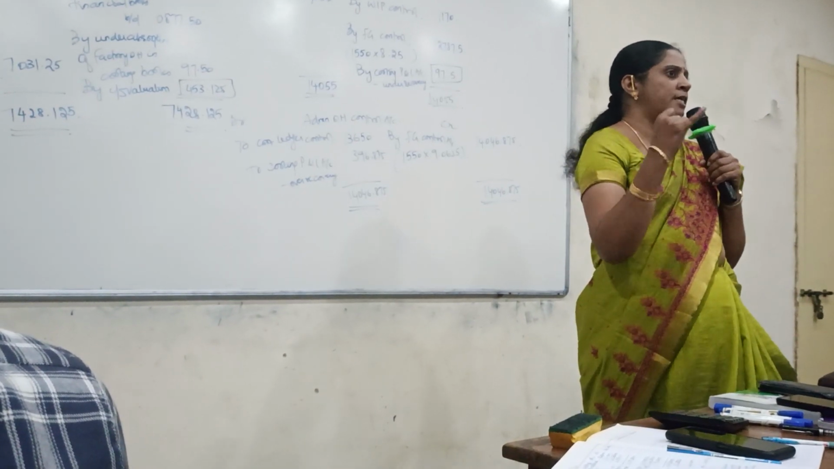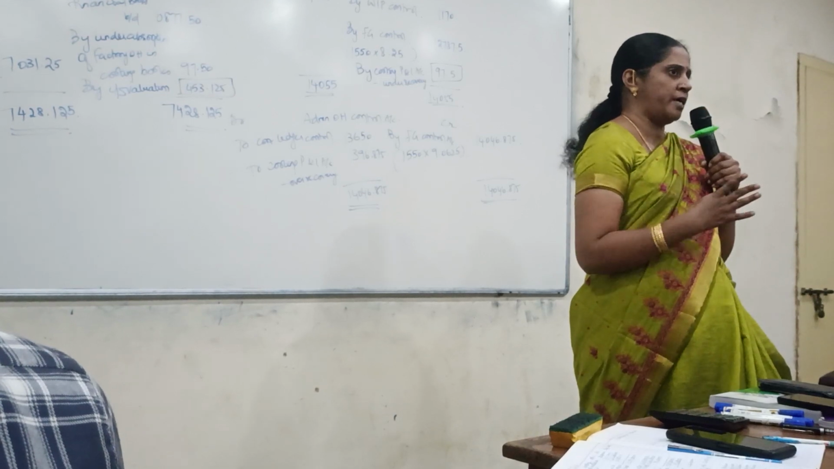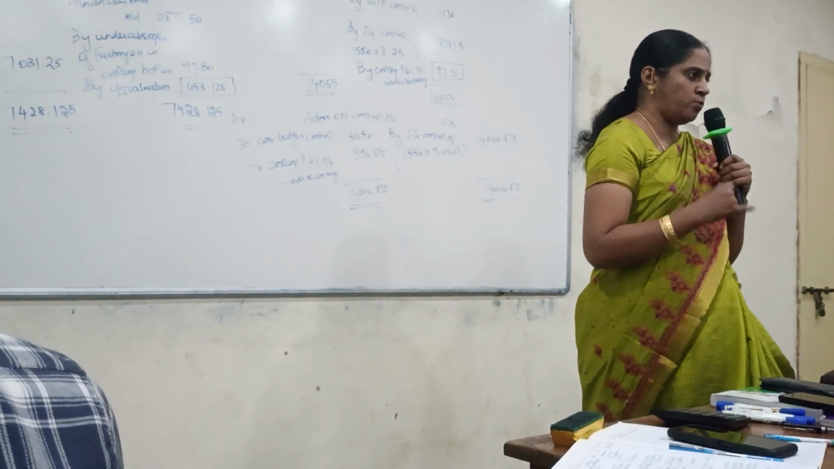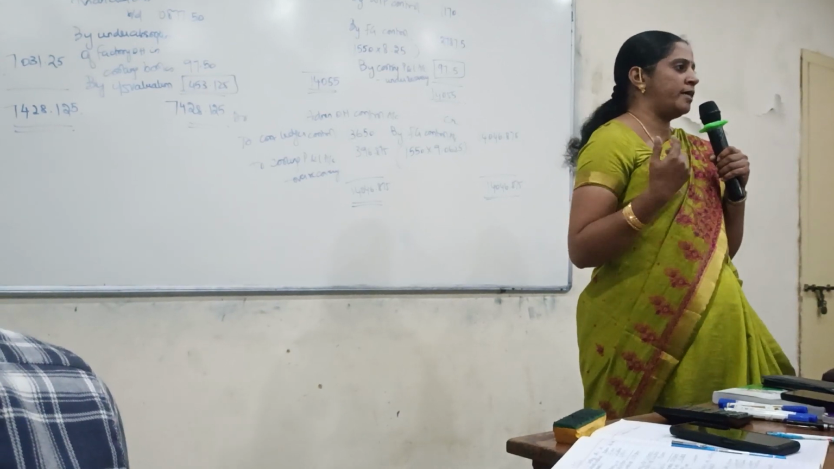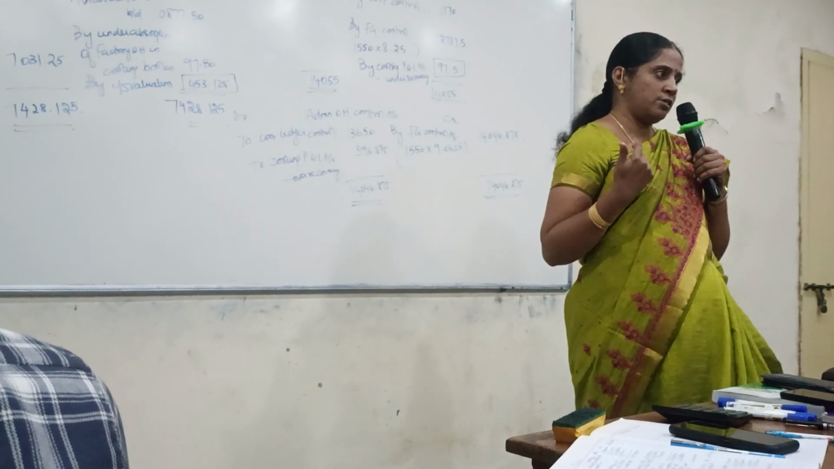Simple cost sheet is direct material, direct wages, direct expenses, prime cost, plus factory overheads, works cost, plus administration overheads, cost of production, plus selling overheads, cost of sales, plus profit, sales.